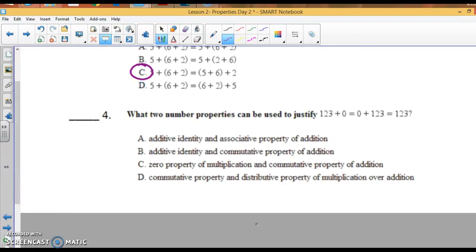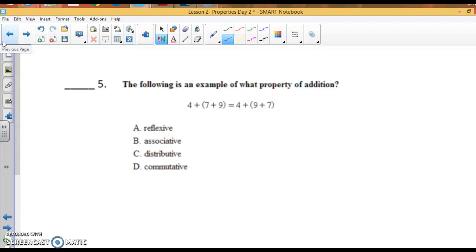What number properties can be used to justify this? Well, this property is additive identity. And they change the order, so it's commutative. So additive identity and commutative of addition, so B. The following is an example of what property of addition. Well, let's always check order first. So we have 7, 9. On this side we have 9, 7. So what changed? The order, that is commutative property.